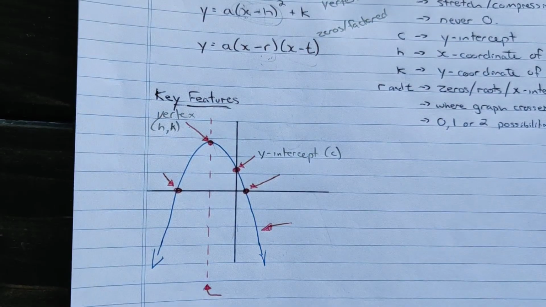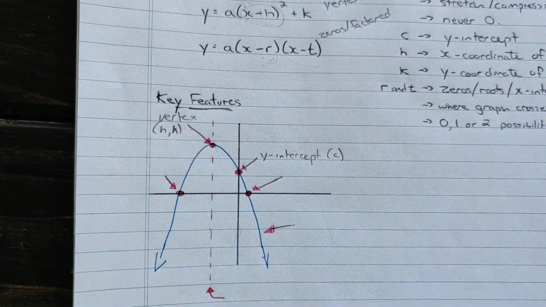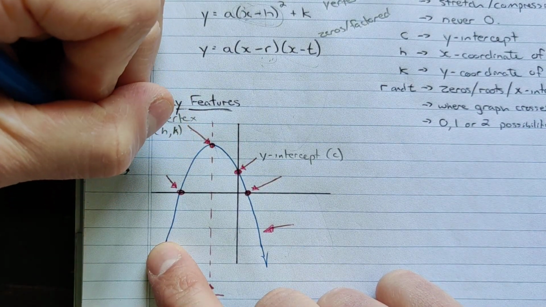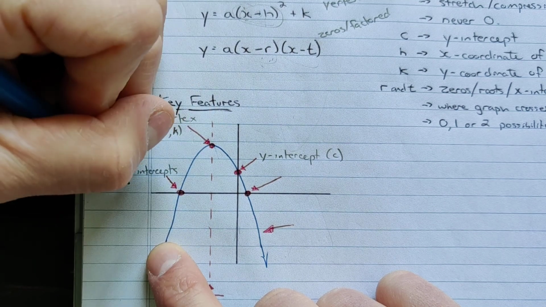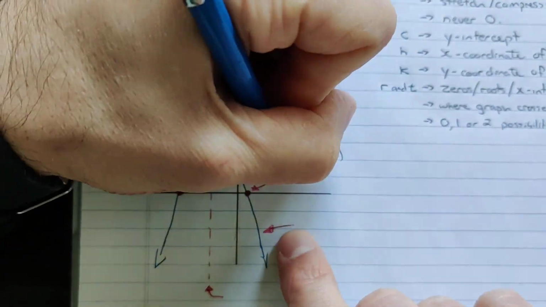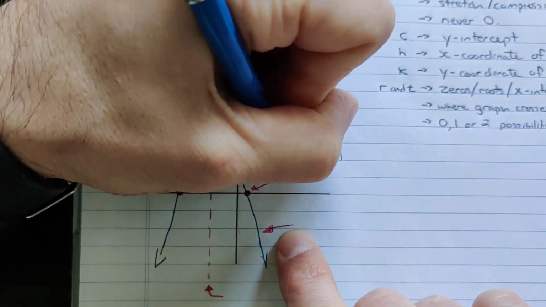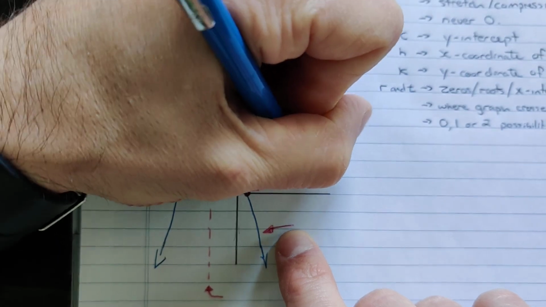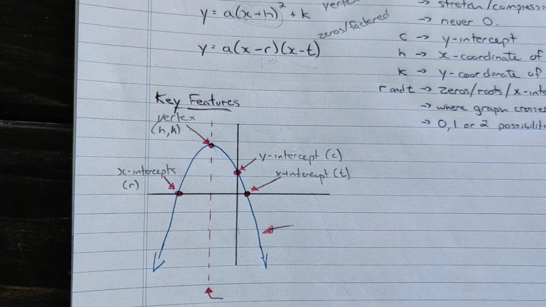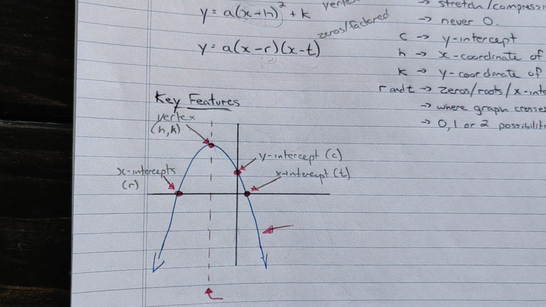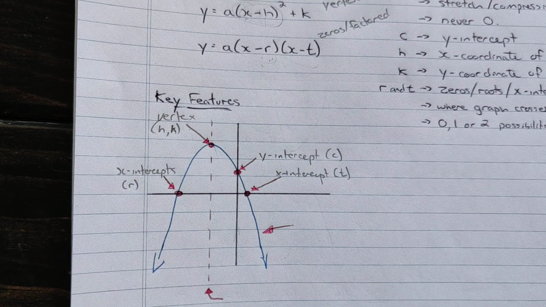That's that C value. These next 2 points in line here are both the x-intercepts, roots, zeros, R and T. Does it matter which is R, which is T? Not at all. They could both be a negative number. They could both be a positive number. This just happens to be a graph of a parabola that is opening down.